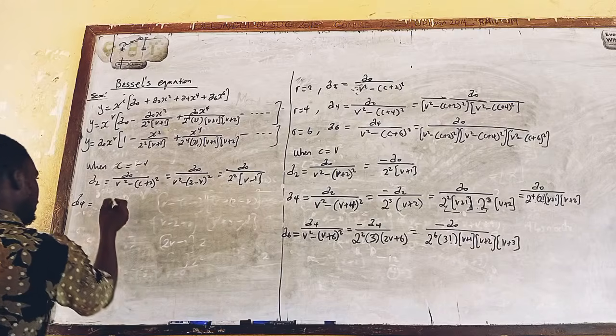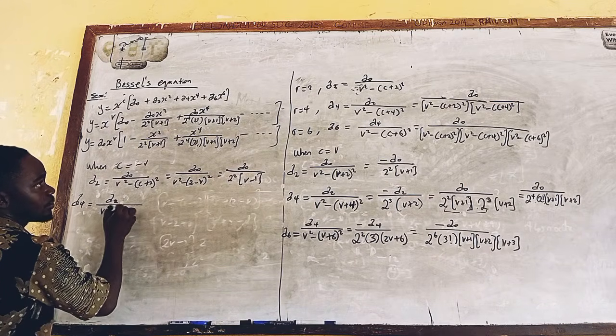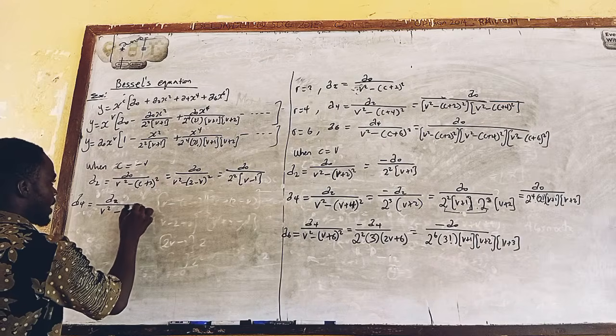Now A4 equals A2 over v square minus, it's now 4 minus v.